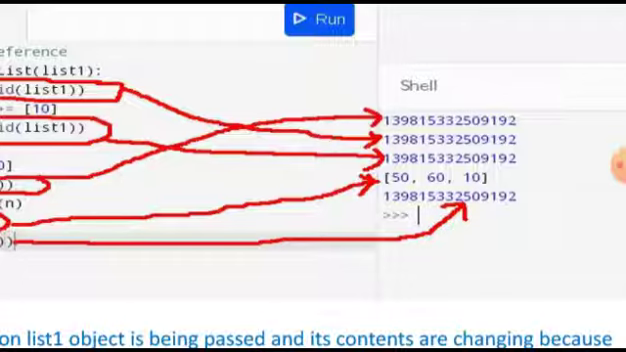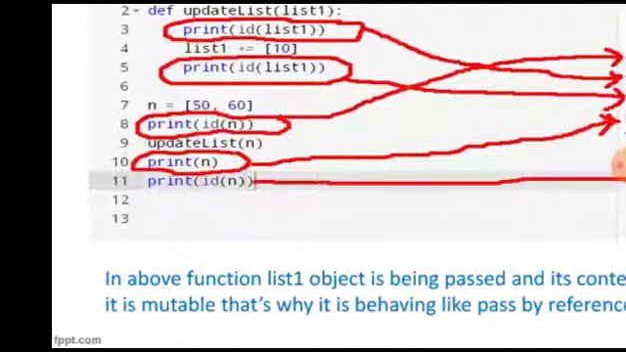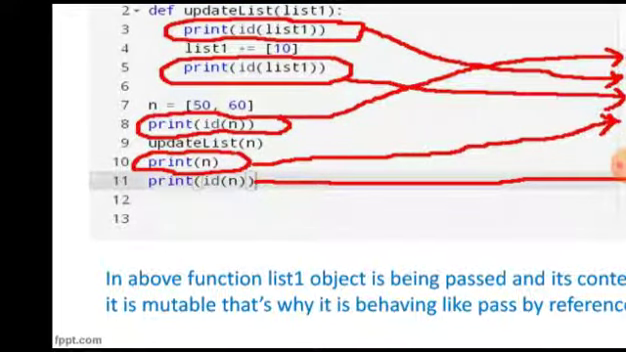So you can see that in all these three cases, the list object which is being modified and accessed is the same. That is why, every time we use the id function, we get the same value of the id. Now this update list function will end, and then we have printed the value of n here.